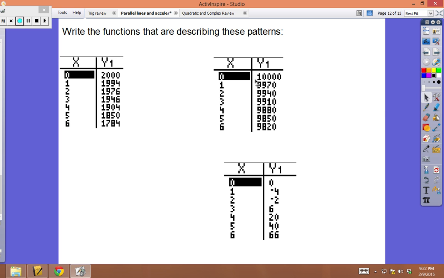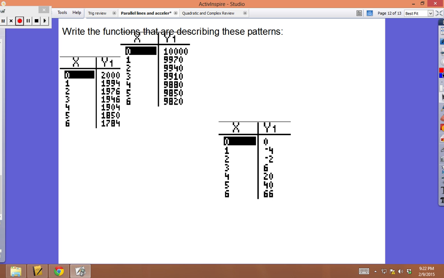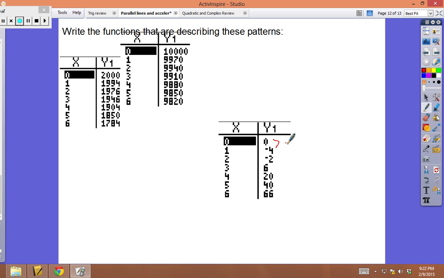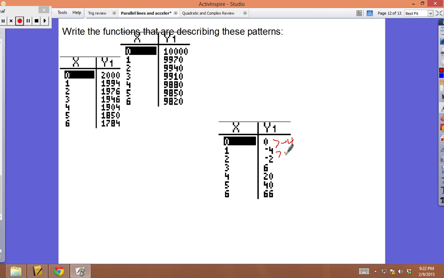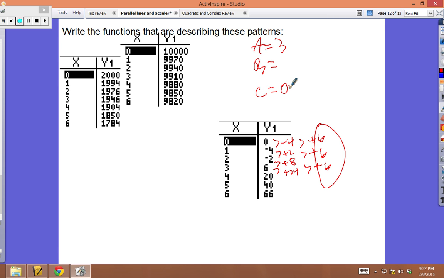Let's do this one. Okay, this one, first of all, it goes down 4, but then it turns around and goes up 2. Then it turns around and goes up 8, and now it's going up 14. So that's probably enough to get an idea of what's happening here. The change from negative 4 to 2, that's up 6, that's up 6, and that's up 6. Okay, so A is going to be easy to find. A is 3. B is the hard one to find. C is 0, so that's nice. C is whatever the y-intercept is.